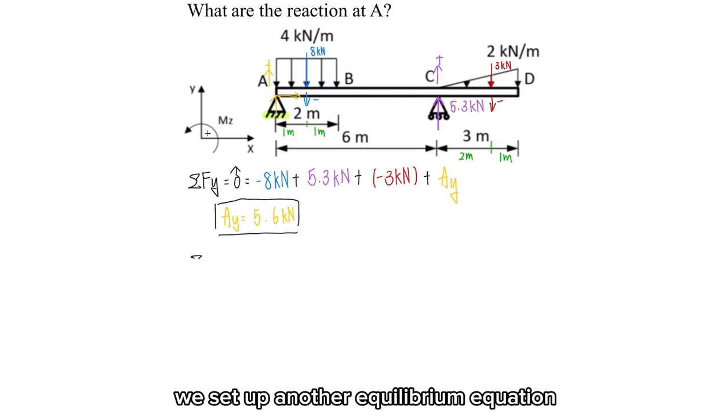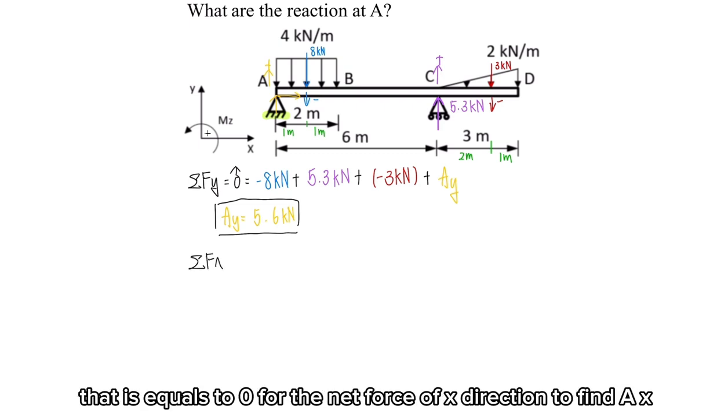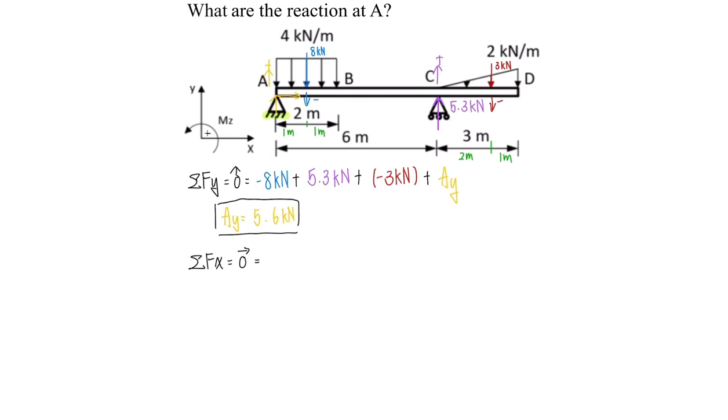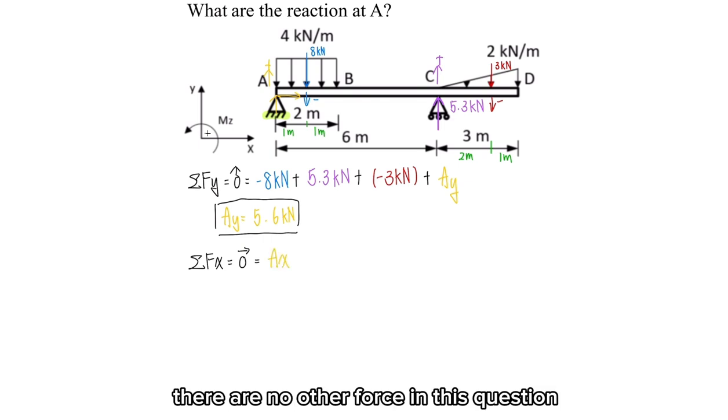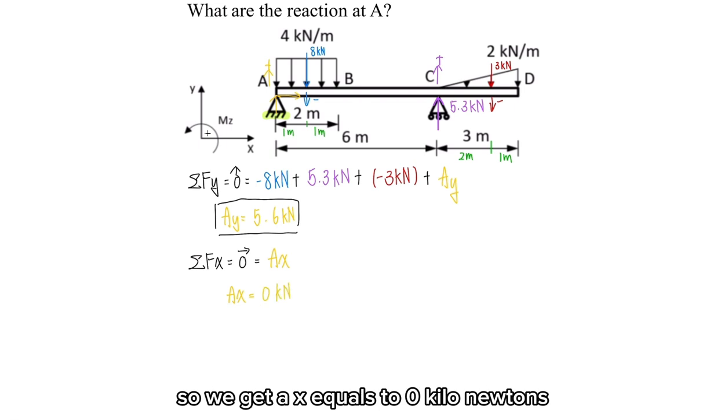We set up another equilibrium equation, equal to 0, for the net force in the x direction to find AX. There are no other forces in this question acting in the x direction, so we get AX equals 0 kilonewtons.